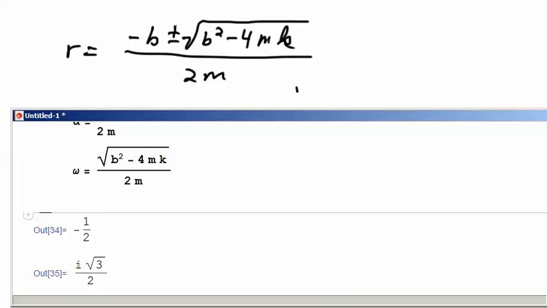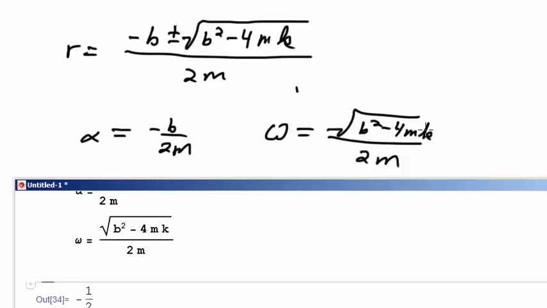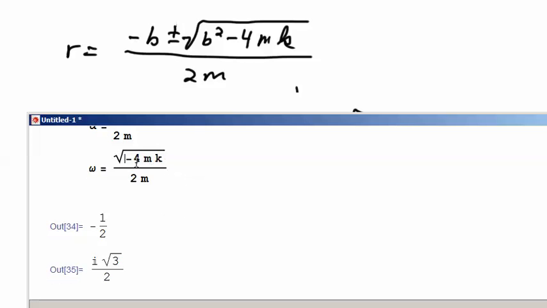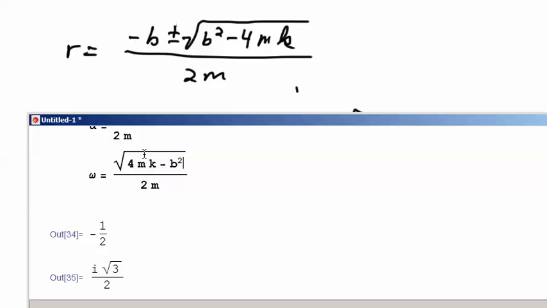Now actually I should have probably reversed that, because we already know that b squared minus 4mk is less than 0, so we don't want to have that imaginary. So I will change that from b squared minus 4mk to 4mk minus b squared.